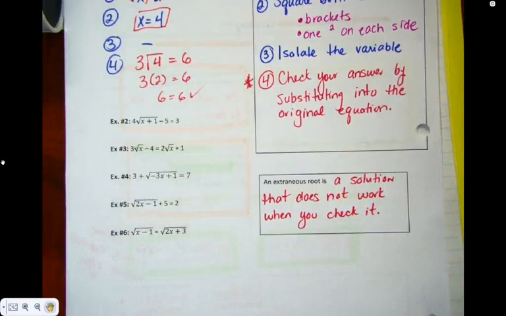An extraneous root is a solution that does not work when you check it. You don't need to write down "extraneous root." I just want you to hear that word because it's going to come back in next units and then next year as well. All radical equations might have extraneous roots. That's what they're called. What do you do if you get an extraneous root? Just cross it out. That's it.